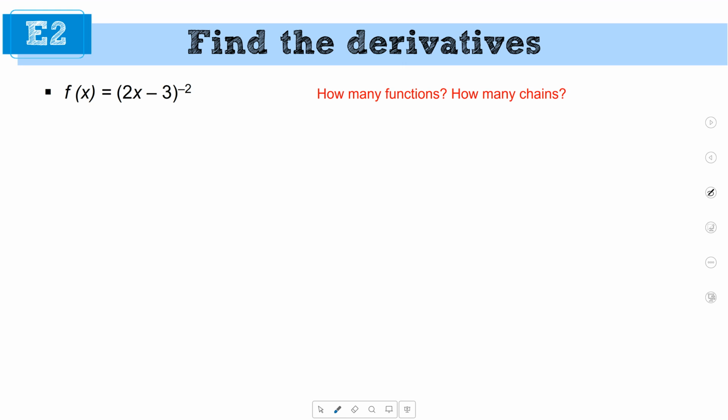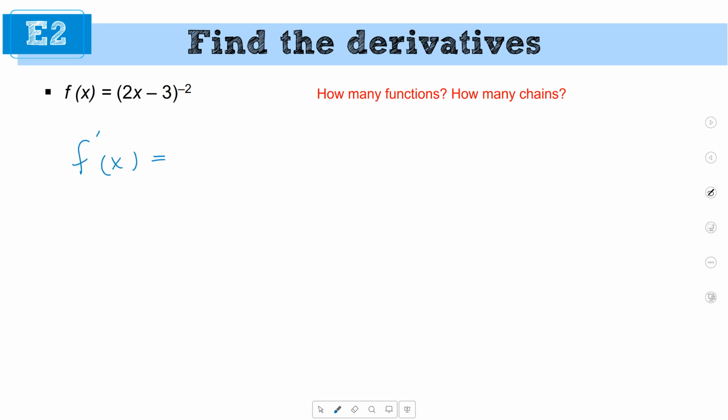Who's going to start? Dexter, how many functions? 2 functions. Beautiful. What are they? 2x minus 3 and then raised to the negative 7. Good. Which one's the outer layer of the onion? The negative 2. Good. So if I gave you a function raised to the negative 2 power, could you take the derivative of it?